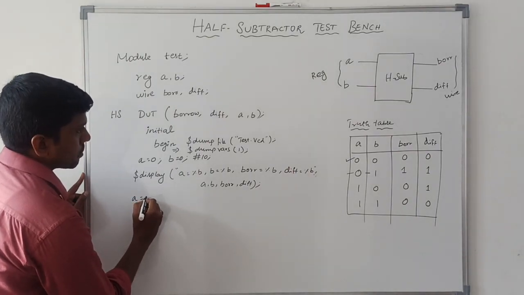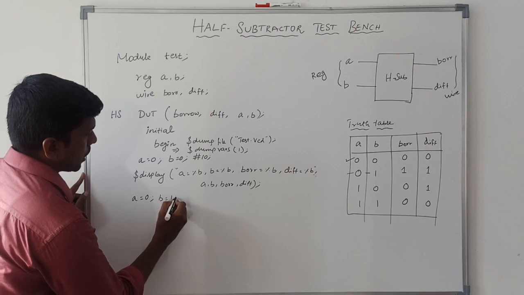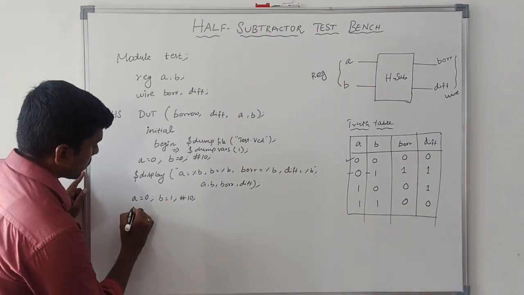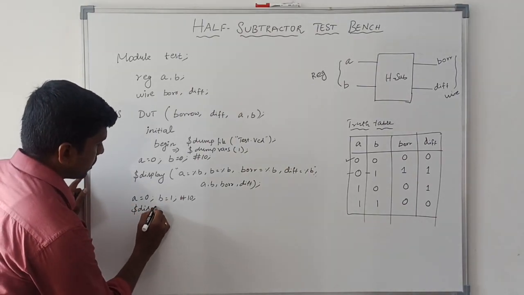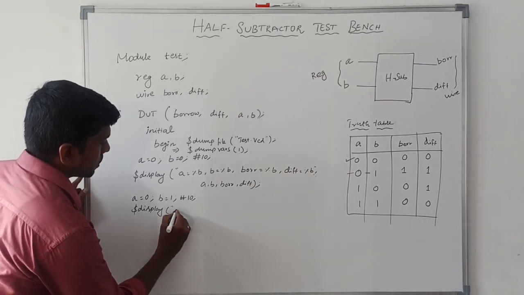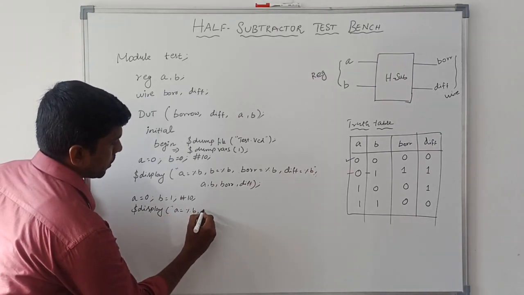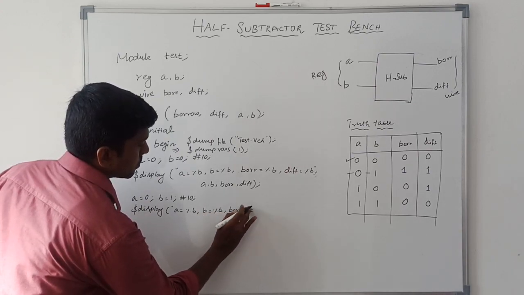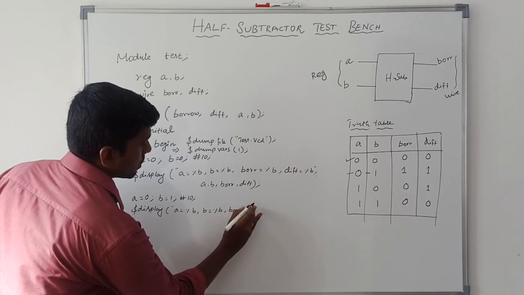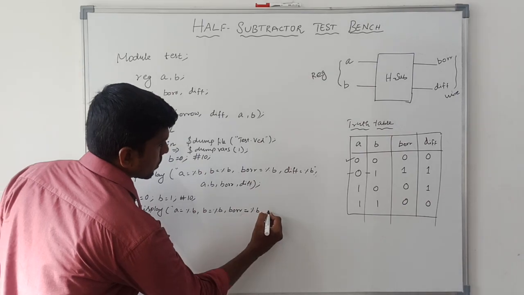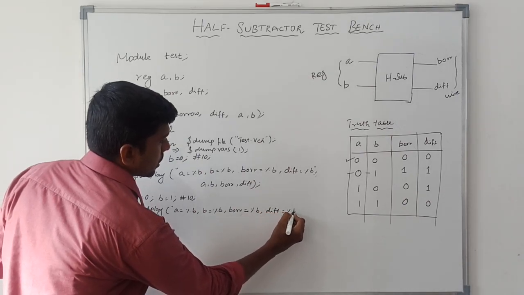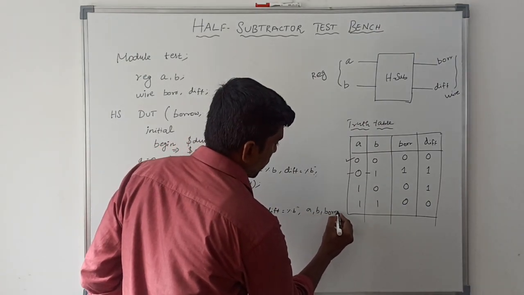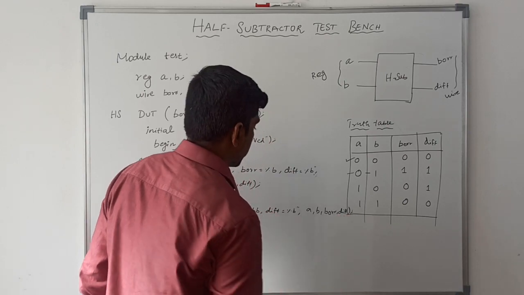A value 0, B value 1. After 10 nanoseconds, change the output response. Using the display command, the output will show on the monitor. A equal to percentage of b, B equal to percentage of b, borrow equal to percentage of b, difference equal to percentage of b, then A comma B comma borrow comma difference.